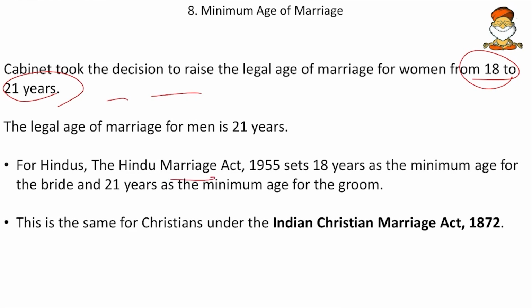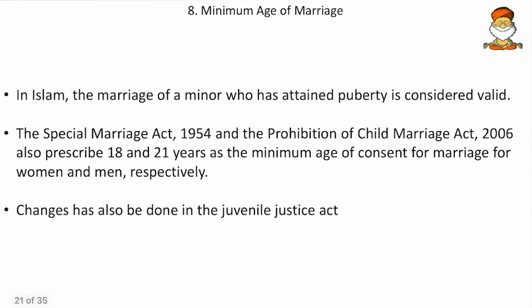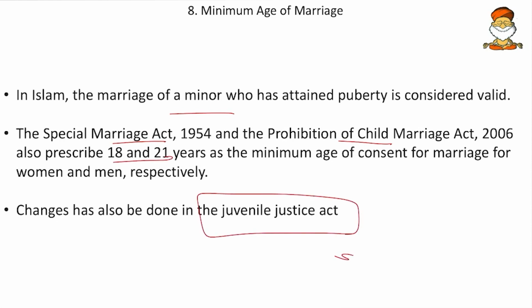So for the Hindus, the Hindu Marriage Act is amended, and here the 18 years is removed and 21 years is replaced. And this is the same for Christians, and even in the Christian Marriages Act, the replacement has been made. And then in Islam, the marriage of a minor who has attained puberty is considered valid from now on. So for Islam, there is no particular law, hence there is no full-fledged amendment per se. And even in the Special Marriages Act and in the Prohibition of Child Marriages Act, the amendment has been brought in. And apart from that, even in the Juvenile Justice Act, the amendment is brought in.